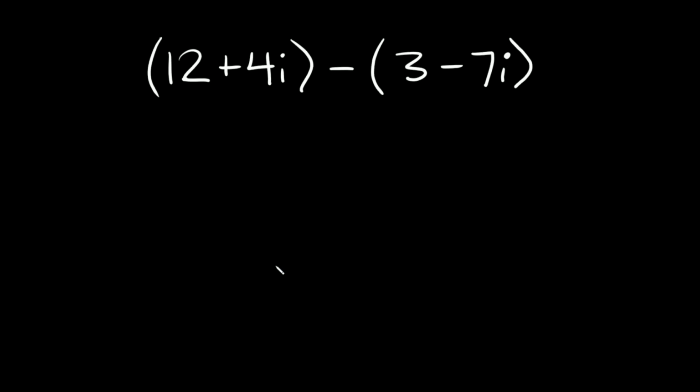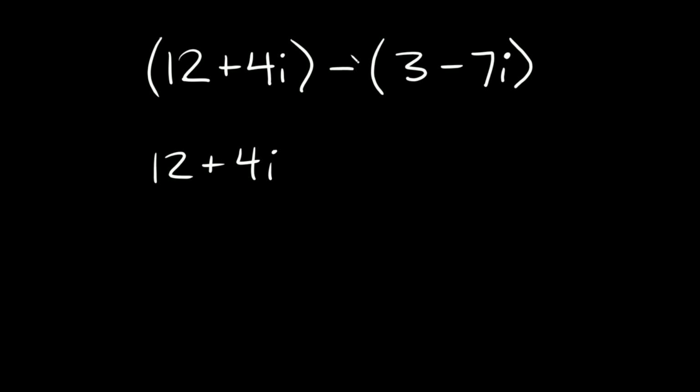All right, here's the second one. So here we have in parentheses 12 plus 4i minus in parentheses 3 minus 7i. As you can see, there's no negative sign in front of these first parentheses, so we could just drop them. So we can rewrite this as 12 plus 4i, but you can see there's a negative sign now in front of these parentheses.